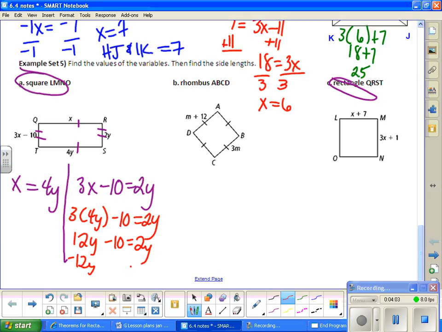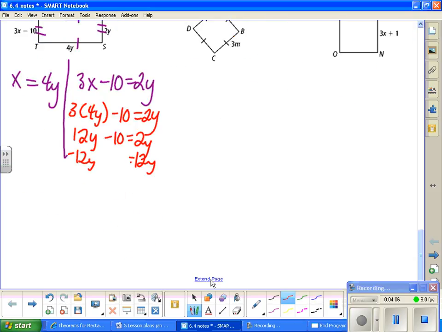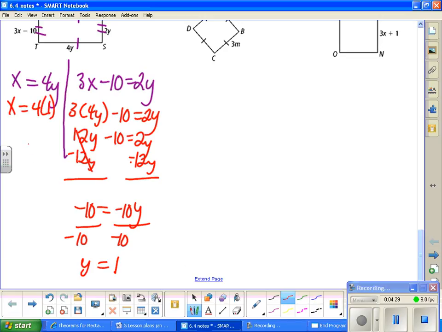Subtract 12y. I end up with a negative 10 equals a negative 10y. Divide both sides by negative 10, and y equals 1. If I know y equals 1, then I can go back here and say x equals 4 times 1, so x equals 4. That's the most difficult test problem you're going to get, when you have to solve for one variable so that you can find the other.